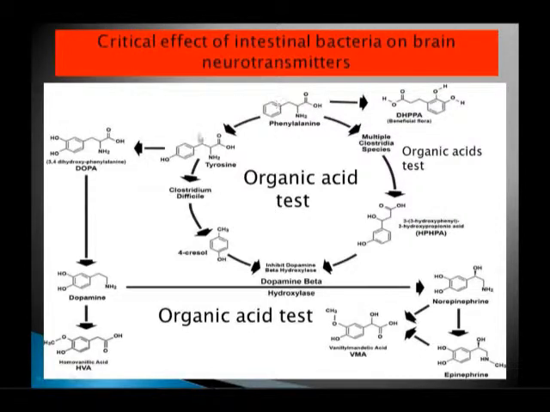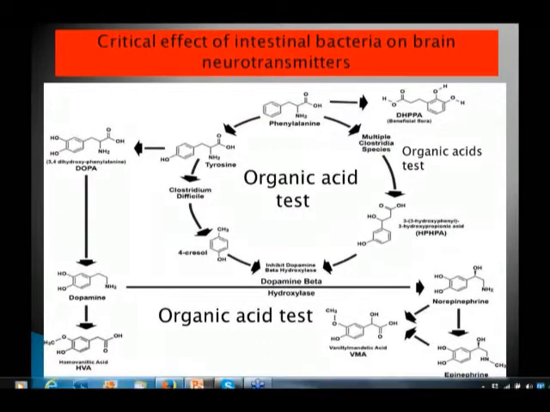Well, it turns out that if you've got Clostridia bacteria, Clostridium difficile or other types of Clostridia bacteria, they can take that tyrosine and convert it into a couple different toxic compounds. One, HPHPA, the other, 4-cresol. Both will inhibit the enzyme that converts dopamine to norepinephrine. And it's called dopamine beta hydroxylase. So Clostridia, as a general rule, have the ability to produce toxins that inhibit the conversion of dopamine to norepinephrine.